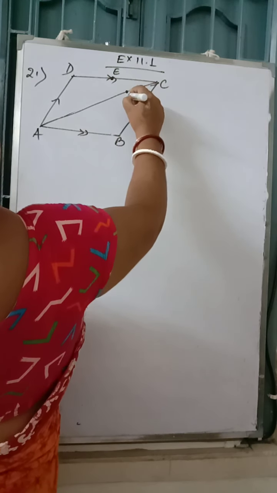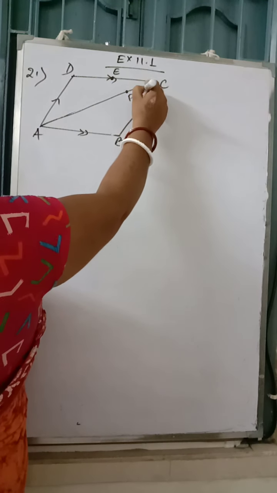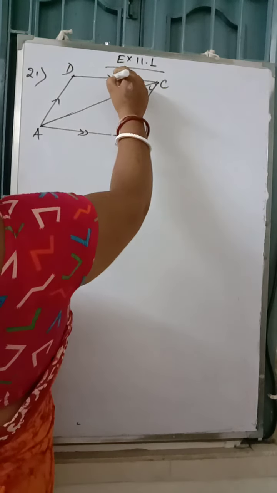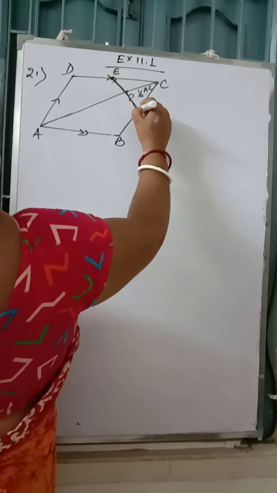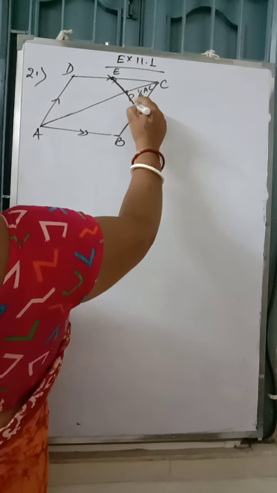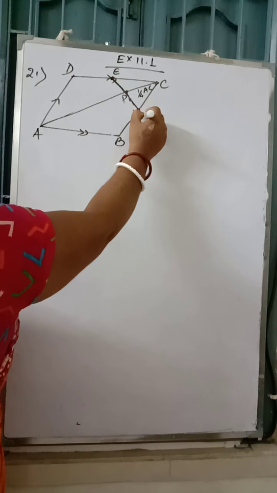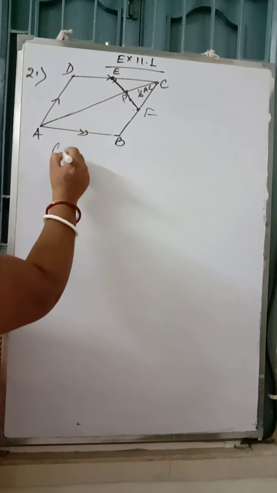And P is a point on AC such that PC is equal to 1/4 AC. EP is produced, so EP is joined and this is produced to cut BC at F. Prove that F is a midpoint of BC.